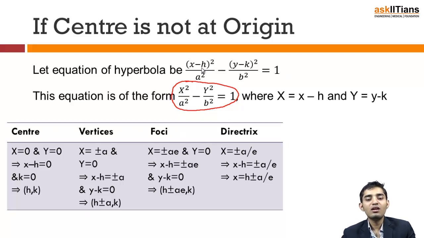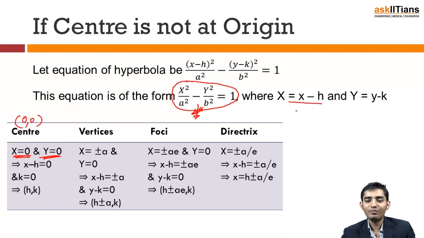So if I want to find the center of this hyperbola, what will be the center first? If this is the equation of the standard hyperbola, the center will be 0, 0. We know the coordinates of center for the standard equation of hyperbola. 0, 0 means capital X equal to 0 and capital Y equal to 0, because everything is in capital here, since I am writing for the standard hyperbola.